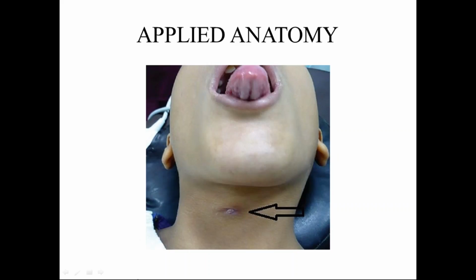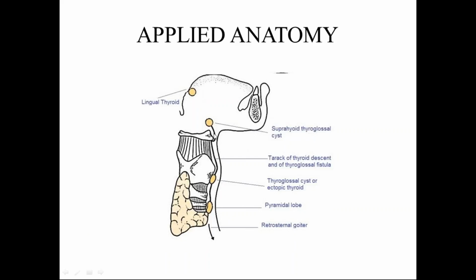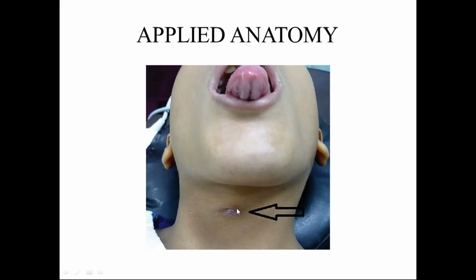Now this is a case of thyroglossal fistula. The thyroid gland starts from here and ultimately reaches this level. During development, the thyroid gland develops here and descends to here. If it tries to open onto the surface, it will result in a thyroglossal fistula. This fistula can become infected and the treatment is complete removal of the fistula.